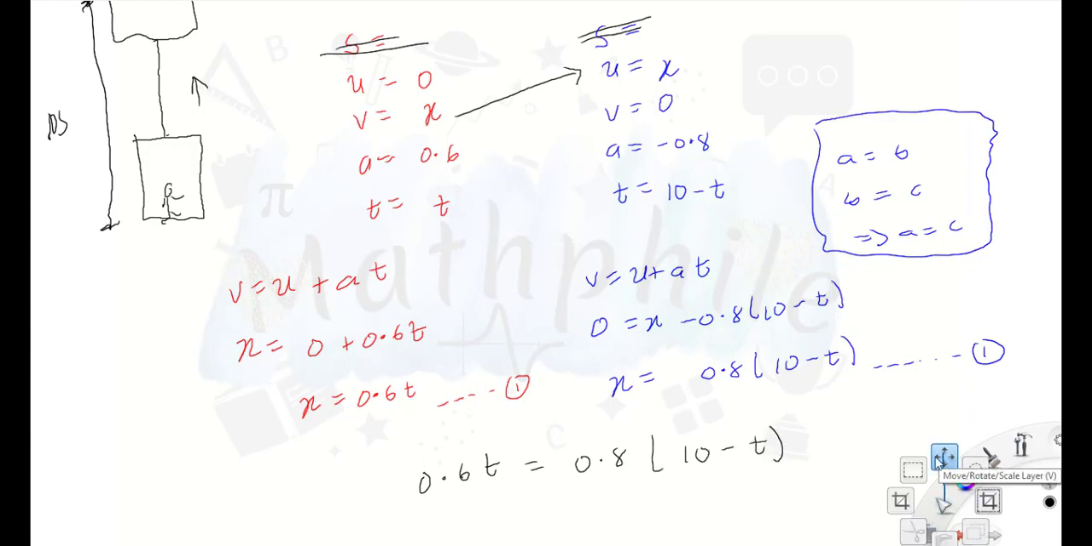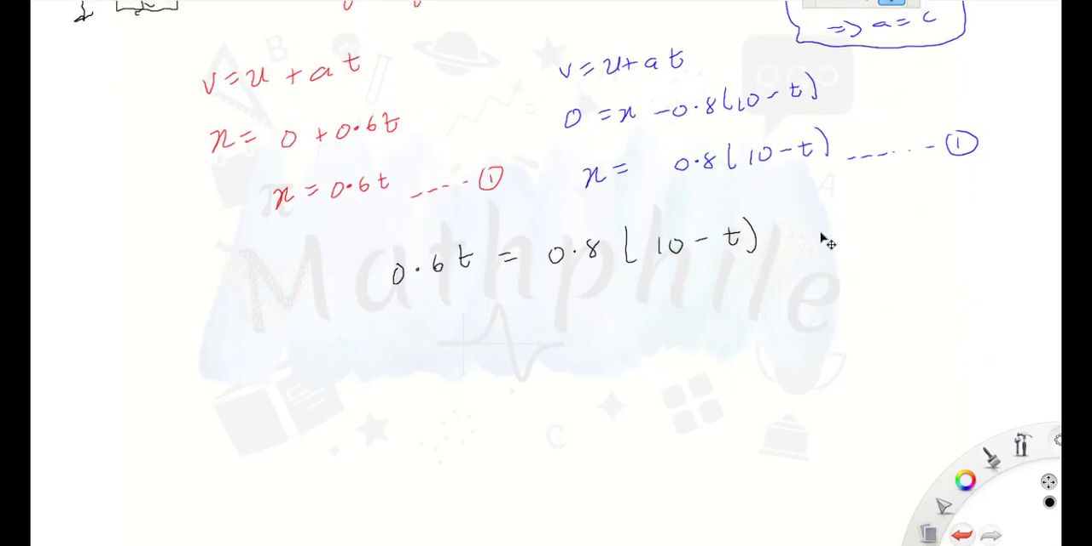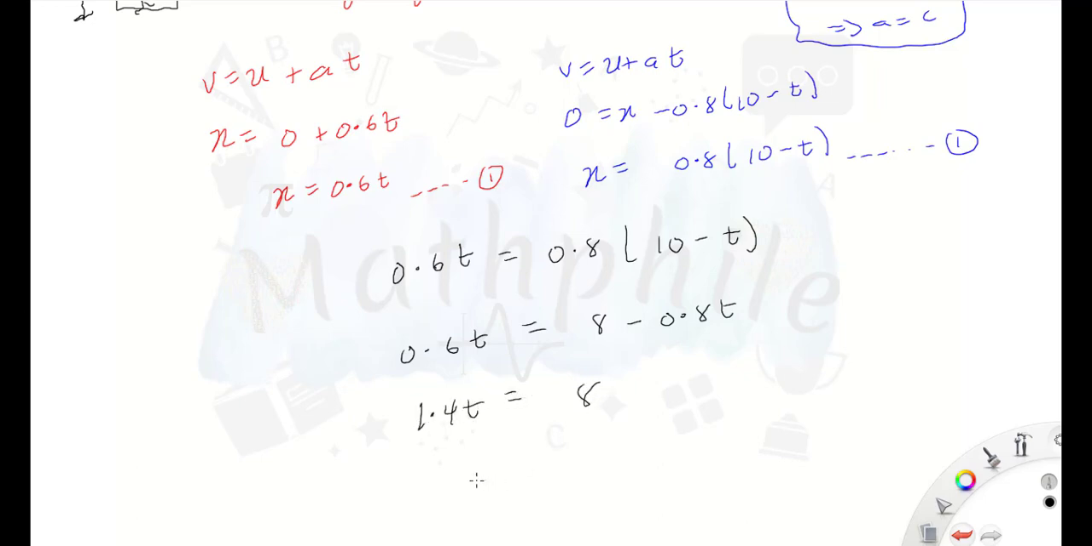So what is 10? Oh, I should be asking that question. 0.8 times 10 is 8. So 8 minus 0.8t. There is 0.6t. Doing the necessary substitution and then grouping, t will equal 5.7. So 5.7 seconds.